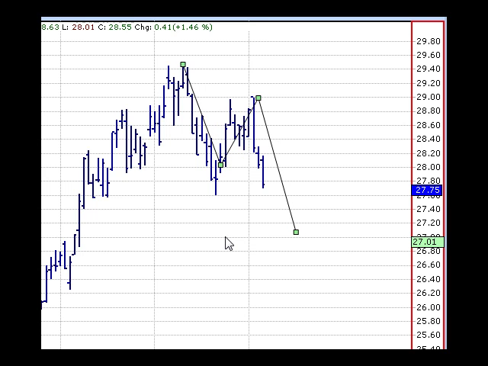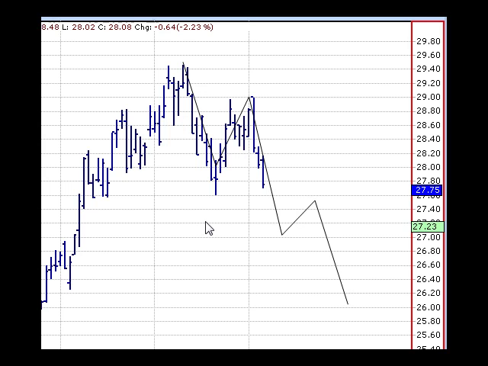But we also need to understand that it's possibly an ABC, but it could certainly also turn into a 5-wave structure as well, like this here. So we need to be mindful of that. That means getting the extra 4th and the 5th here.